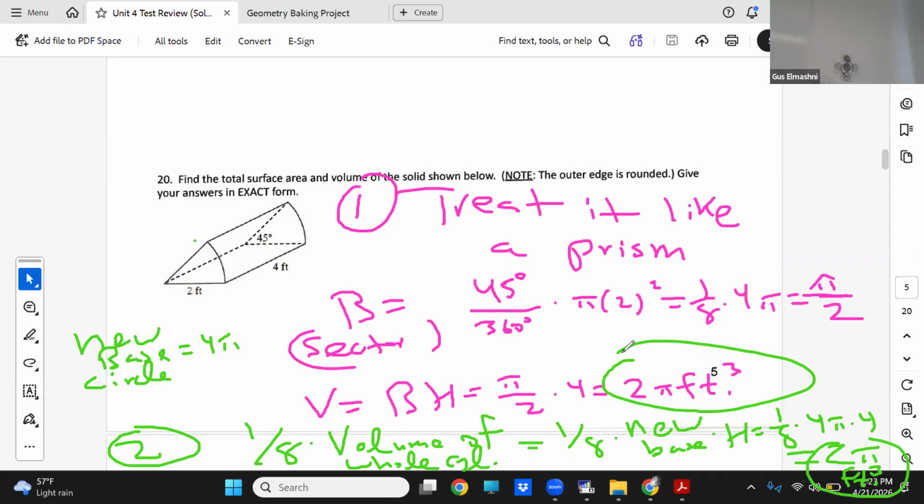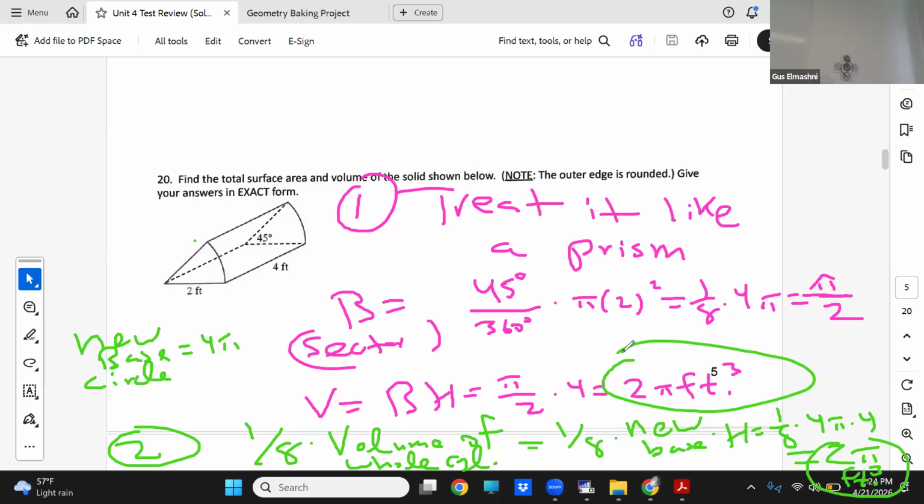Now, for the total surface area, what are your shapes? You have two sectors, which you did earlier. You have two rectangles here and the one on the slant. Then you have this rounded face, right? The rounded face is part of the lateral area of the cylinder. And what fraction is it? 1/8. You're still doing 1/8 of the circle.